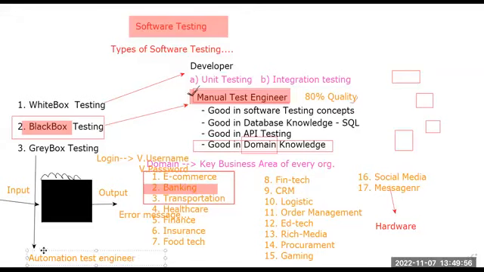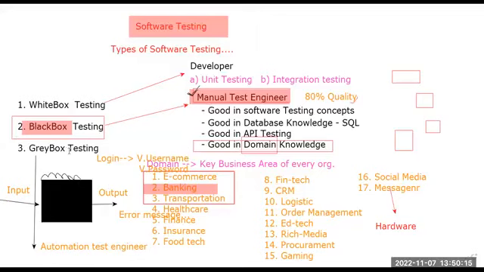Getting my point? It means if you want to become an automation test engineer, definitely you should have programming language knowledge. Why? Because you need to write a program to automate the application. Along with that, you are going to test the application, so testing knowledge is also required.